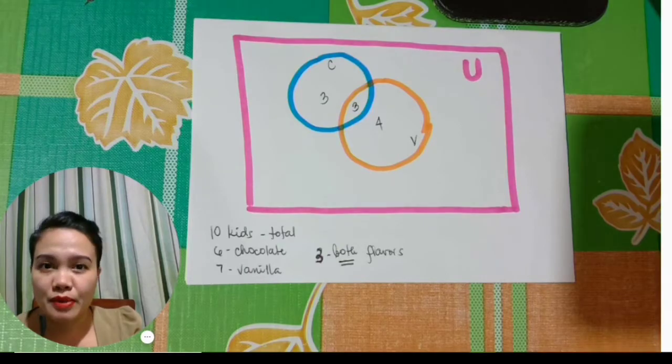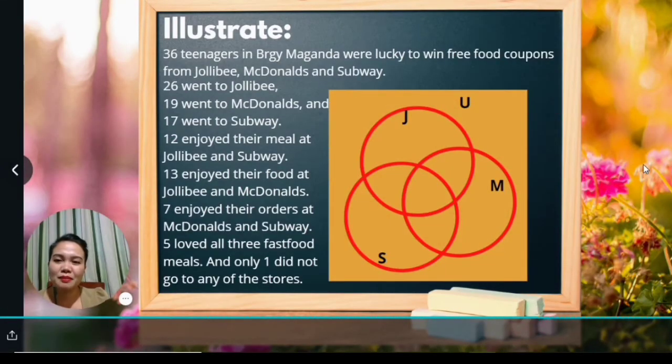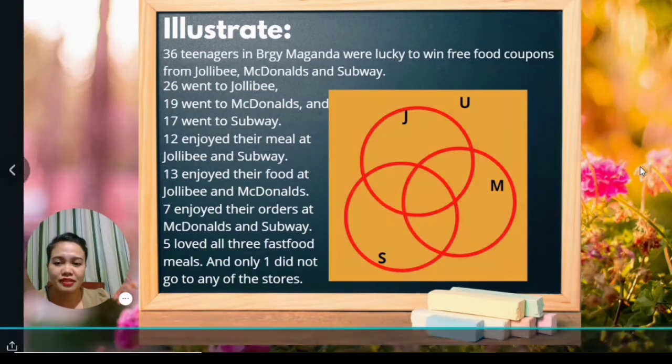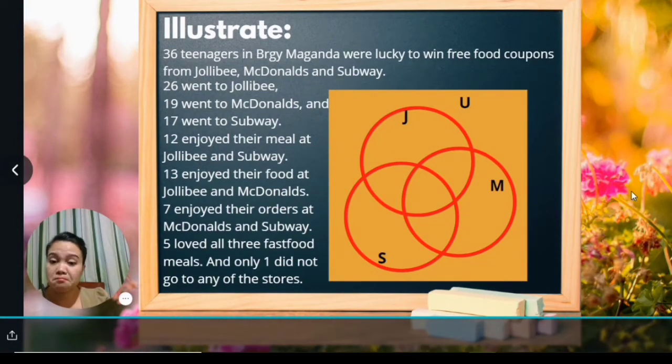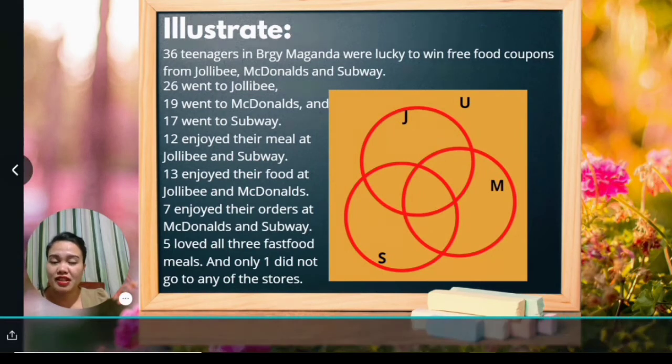All right. Well, let's try another problem. So for this problem, we now have 36 teenagers in Barangay Maganda who were lucky to win free food coupons from Jollibee, McDonald's, and Subway. 26 went to Jollibee, 19 went to McDonald's, and 17 went to Subway. 12 enjoyed their meal at Jollibee and Subway. 13 enjoyed their food at Jollibee and McDonald's. 7 enjoyed their orders at McDonald's and Subway. 5 loved all 3 fast food meals. And only 1 did not go to any of the stores. Okay, that is your given. You have to work with the given.